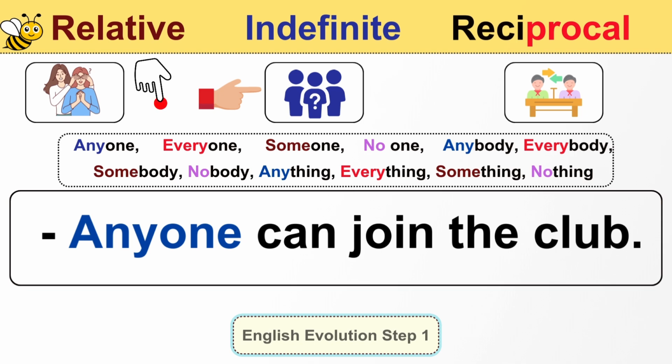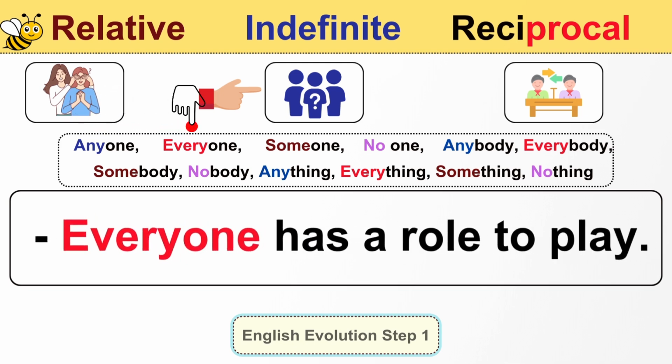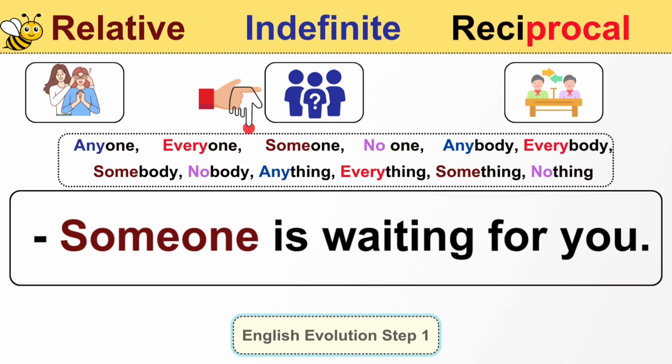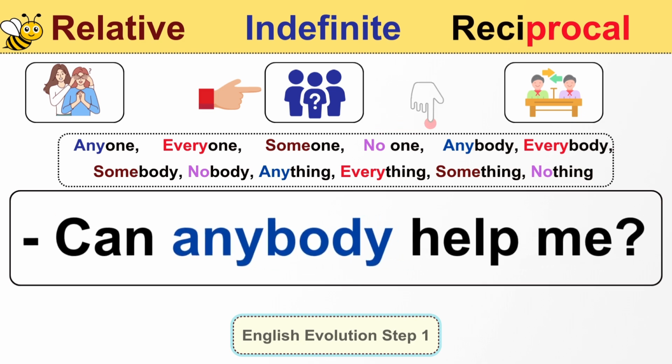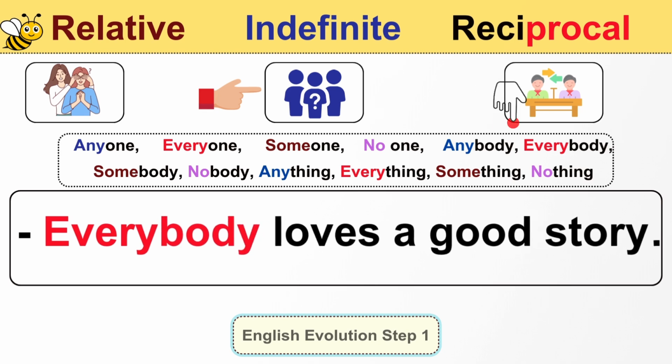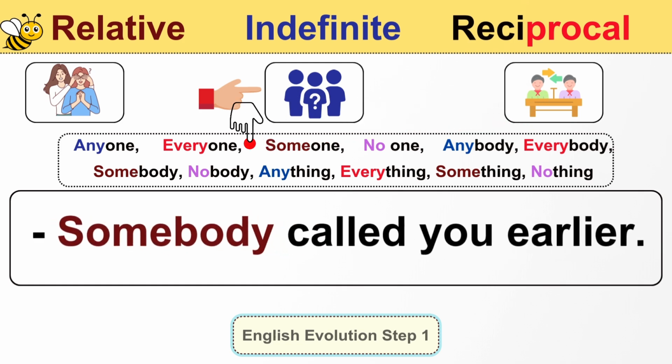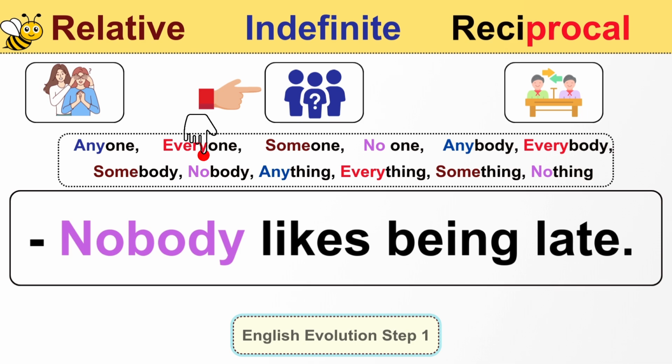Listen and repeat the examples. Anyone can join the club. Everyone has a role to play. Someone is waiting for you. No one can touch the fire. Can anybody help me? Everybody loves a good story. Somebody called you earlier. Nobody likes being late.